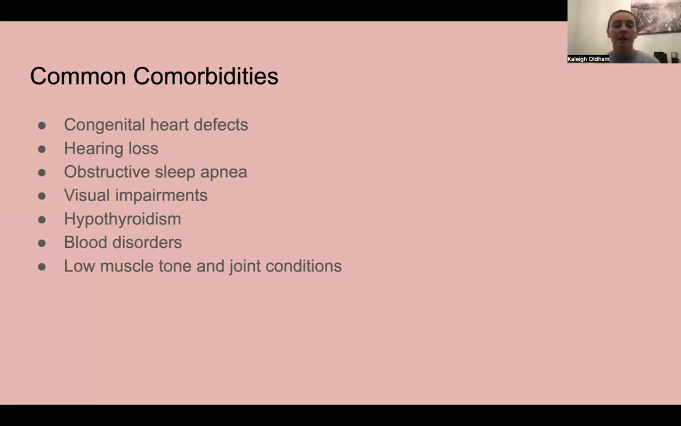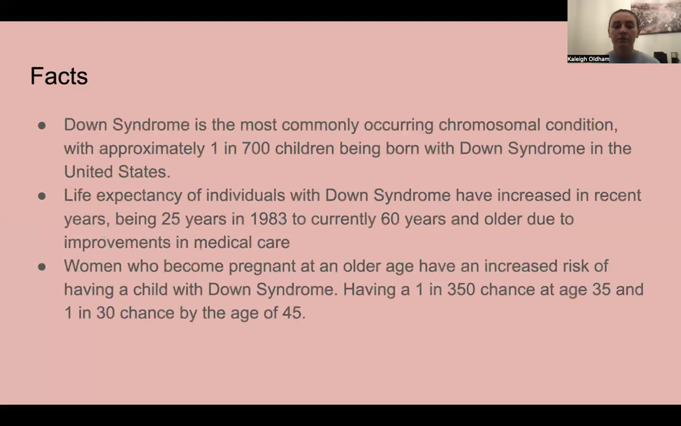Visual impairments, so being aware if the teacher or the parents or through observation if the child is experiencing difficulty seeing material, using any of the material in the classrooms. Do they wear glasses? If so, how are they wearing them? Are they able to keep them on throughout the day? Just being cautious and aware of that. Hypothyroidism is another one. Blood disorders and low muscle tone and joint conditions.